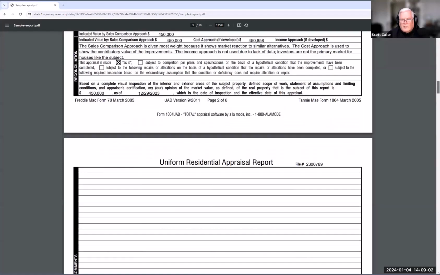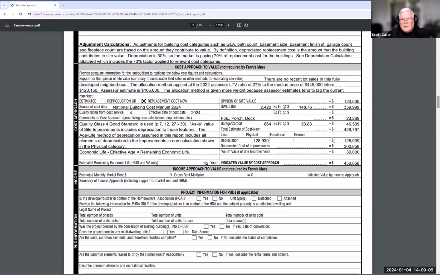So that's how this is called ratio analysis, as well as being called allocation. And then the assessor estimate, I include that so that I can do some reconciliation and say that I think the most weight is given to the allocation method because assessor estimates tend to lag the current market. And you'll see that, at least in my market, the assessor's estimate is always behind a year or two. So that's how I try to tie it together into a nice tidy package.